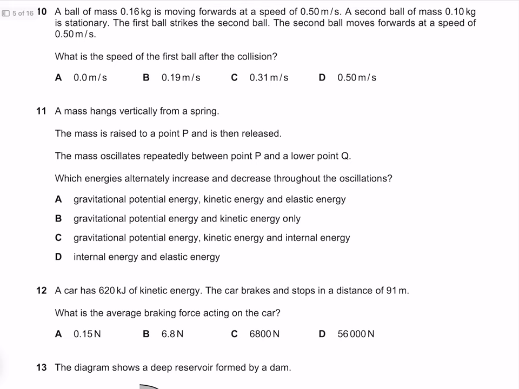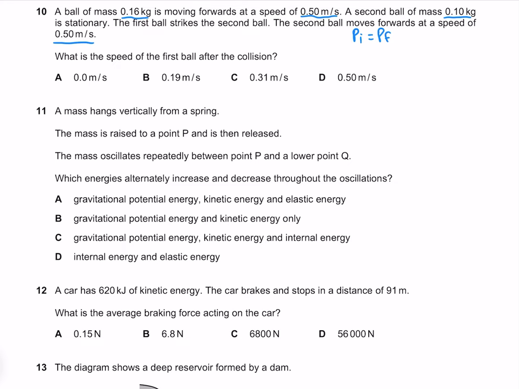A ball of mass 0.16 kilograms is moving forwards at a speed of 0.5 meters per second. A second ball of mass 0.10 kg is stationary. The first ball strikes the second ball. The second ball moves forwards at a speed of 0.5 meters per second. What is the speed of the first ball after the collision? We know that the initial momentum is going to be equal to the final momentum.